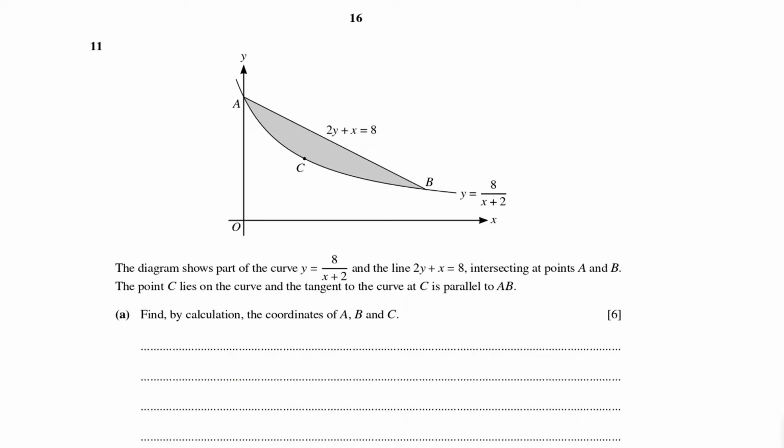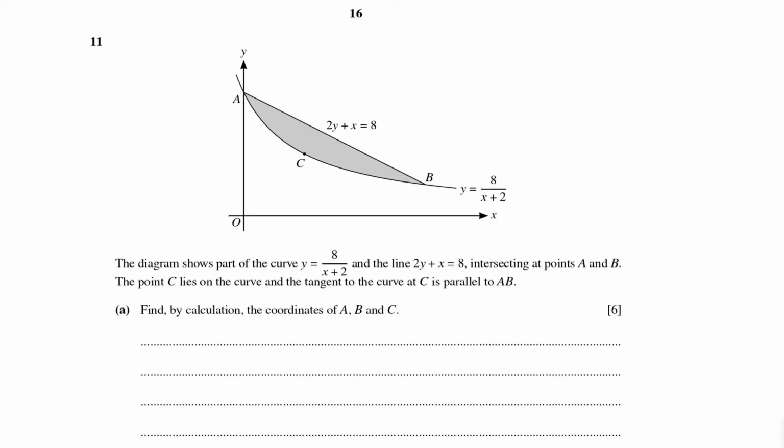Let us now look at question number 11. The diagram shows part of the curve y is equal to 8 over x plus 2 and the line 2y plus x is equal to 8, intersecting at points A and B. The point C lies on the curve and the tangent to the curve at C is parallel to AB. So on A, find by calculation the coordinates of A, B, and C.